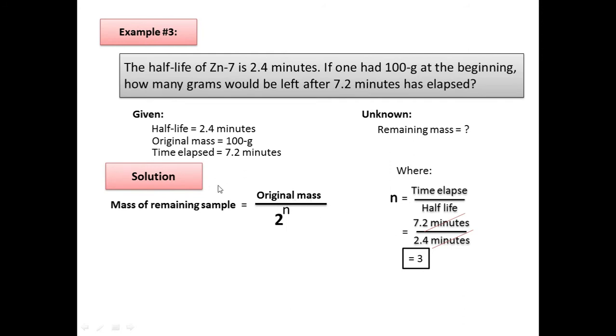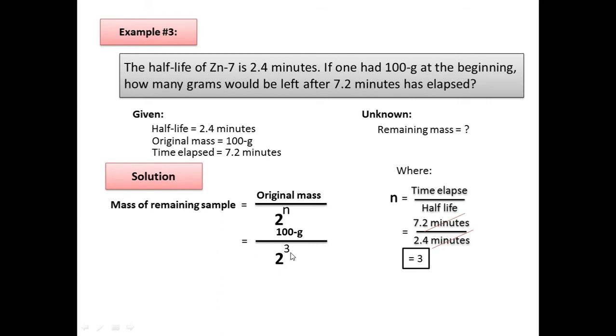So going back to this one, since nakuha na natin yung n dito, going back to this equation naman, mass of remaining sample is equals to original mass divided by 2 raised to n. What is the value of original mass? The value of original mass is 100 grams. We just simply substitute kasi yan yung original mass natin. So 100 grams divided by 2 over 3. Saan natin nakuha yung 3? Yan na yung value ng n natin, which is 3. So we substitute 3 doon sa n. So it becomes 2 raised to 3.